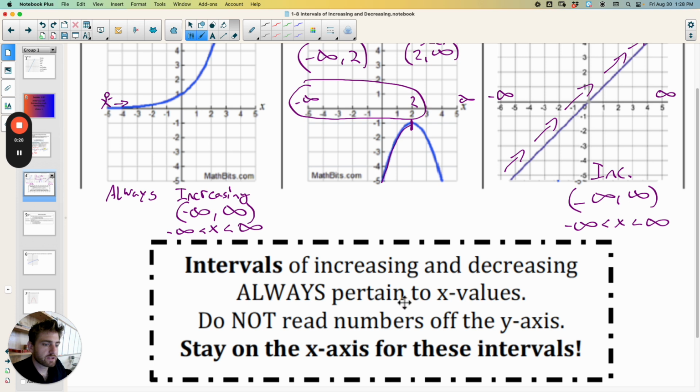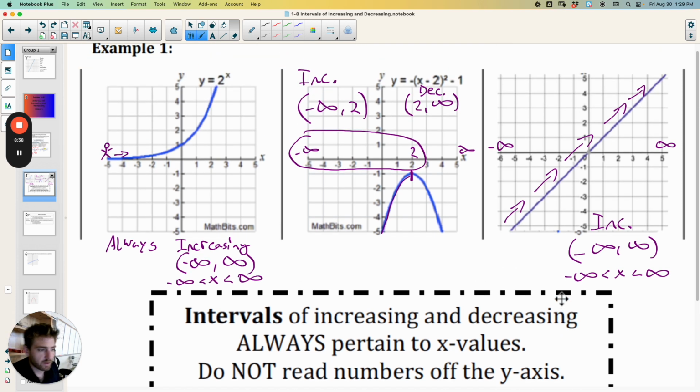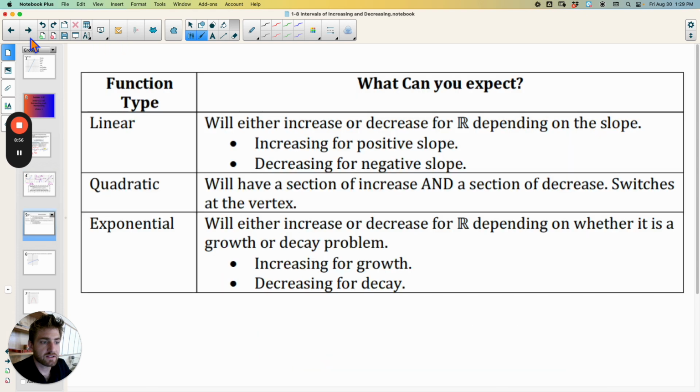Intervals of increasing and decreasing always pertain to x values. Do not read numbers off the y-axis. Stay on the x-axis for these intervals. What I like to say is you figure out what the y's are doing as you move from left to right. Are the y's increasing or decreasing? That's going to tell you where it's increasing or decreasing. And then you're always going to give your answer in terms of x, what's on the x-axis.